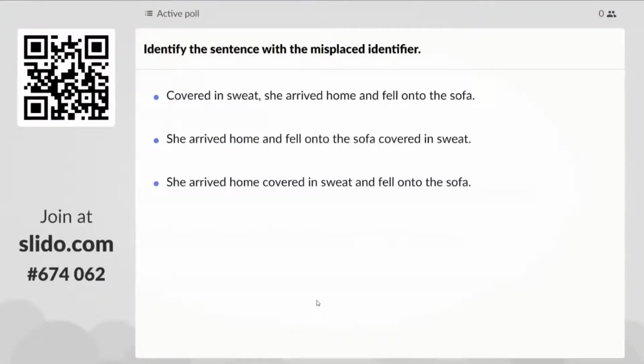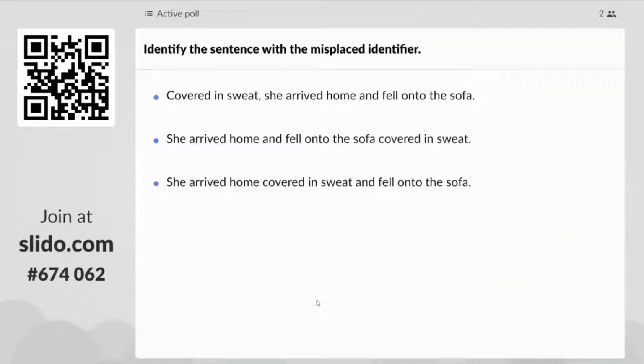And with that, let us take a question. So the code, stay there at slido.com, 674062, answer this question. You need to identify the sentence with the misplaced modifier. That means the one that is the incorrect form of sentence, the point that we just discussed. Which of the following is not correct?